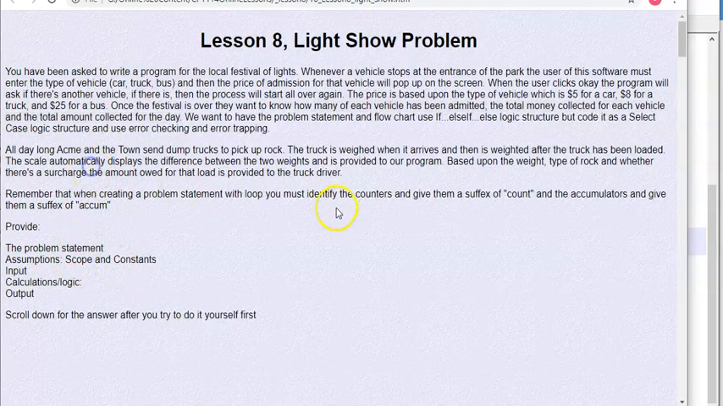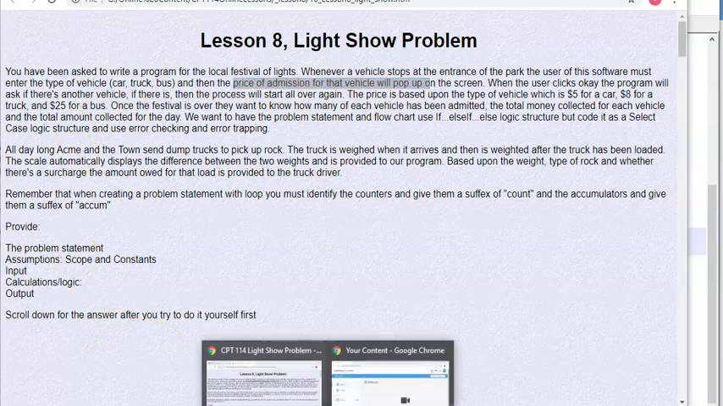Let's see. There's another one. User clicks OK. Ask for another vehicle. If there is one, the process starts over. And then the price of admission is going to pop up, so that we need to have that price of admission.